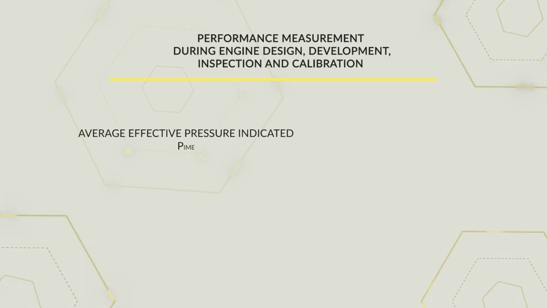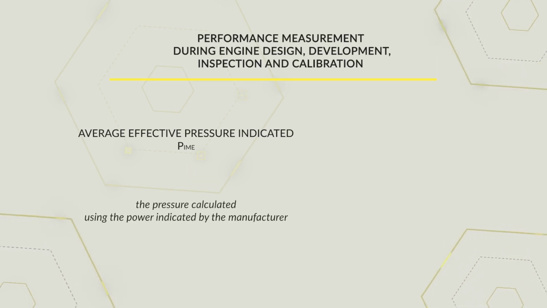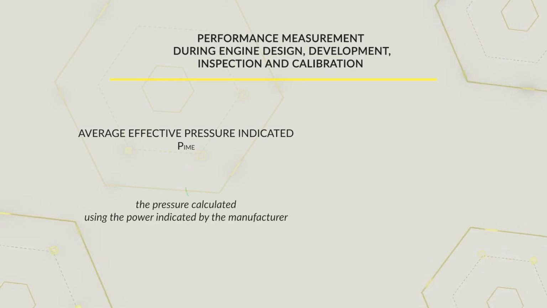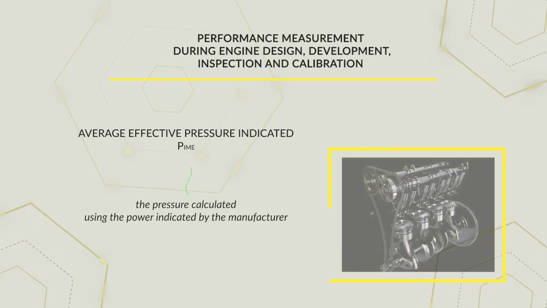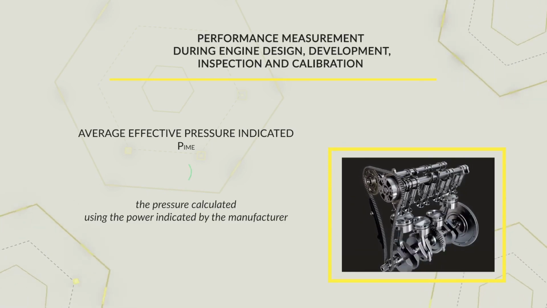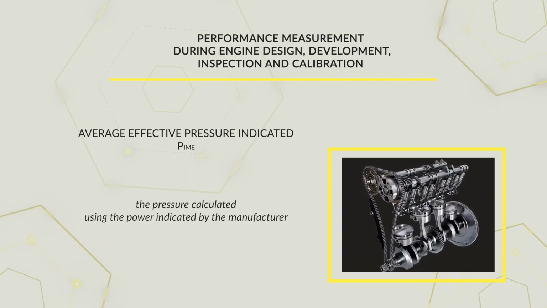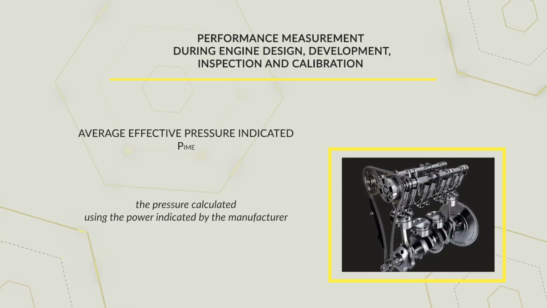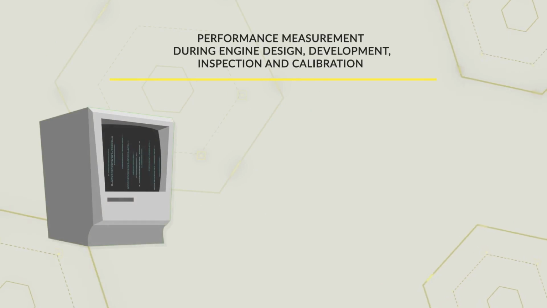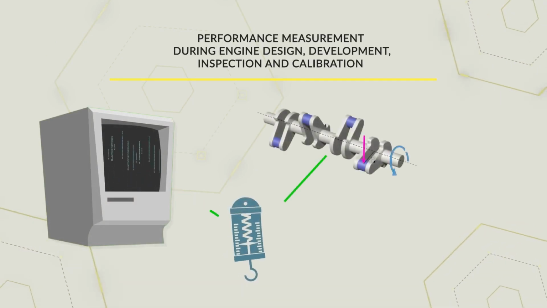Instead, we define the average effective pressure indicated as the pressure calculated using the power indicated by the manufacturer. It represents the theoretical calculation of the power or work of the engine in converting the gas pressure in the expansion phase inside the cylinder in total absence of friction, inertia forces, and power losses necessary to move the auxiliary components connected by the belts to the crankshaft. At the end of the prototyping phase, the power or braking torque of the engine is determined, thanks to the dynamometers that can measure these forces directly on the engine shaft.